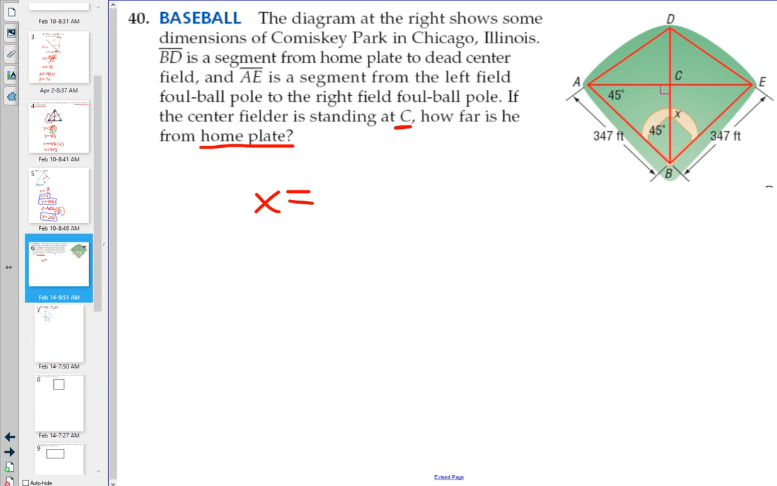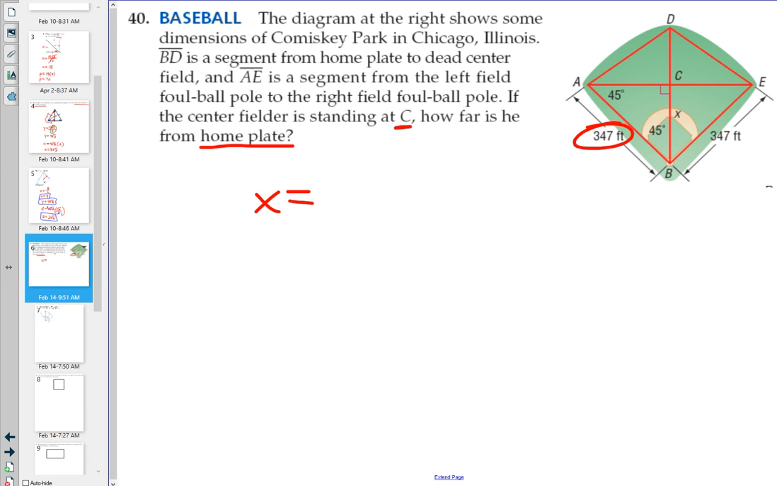And how many triangles do you see on the page? And all 4 of those happen to be 45, 45, 90. I'm gonna focus on just the one here on the left, but it doesn't really make a difference. And they tell us that from home plate to the left field foul pole is 347 feet. What is that 347 feet acting as in the right triangle? The hypotenuse.